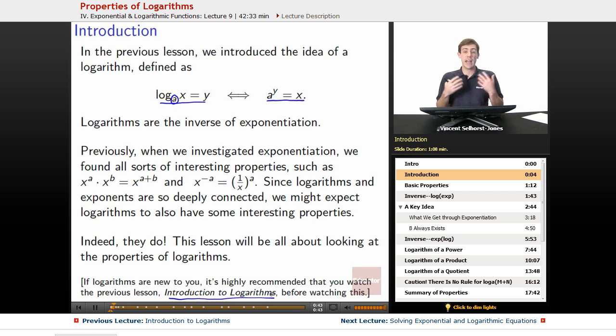Previously, when we investigated exponentiation, we found all sorts of interesting properties, such as x to the a times x to the b equals x to the a plus b, that we could add exponents, or that x to the negative a equals 1 over x to the a, that we flip when we have negative exponents. Since logarithms and exponents are so deeply connected, right, we've got this idea that log of something equals this other version in exponent world, we might expect logarithms to also have some interesting properties. Indeed, they do. This lesson will be all about looking at the properties of logarithms.